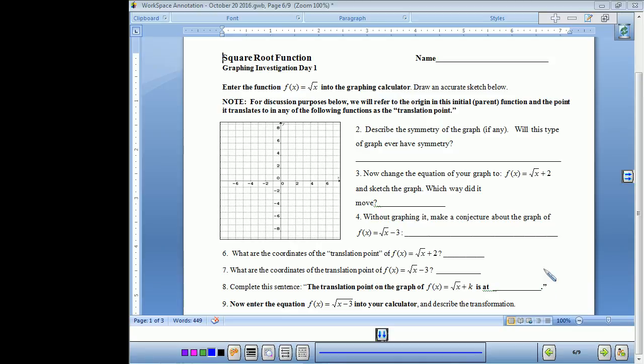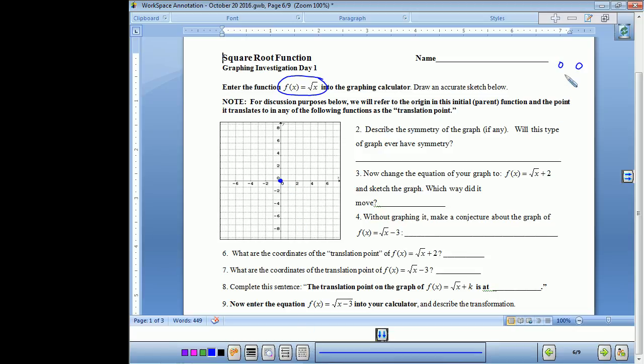Thanks. All right. So today we're going to study the square root function. When we think about a square root, let's think about what kinds of things we can take the square root of. What's the square root of 0? 0. So 0, 0. That'll be my first point.